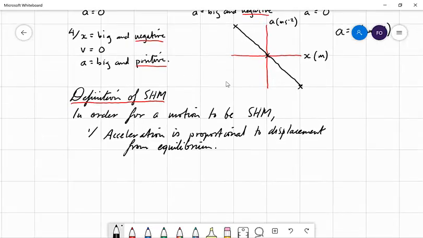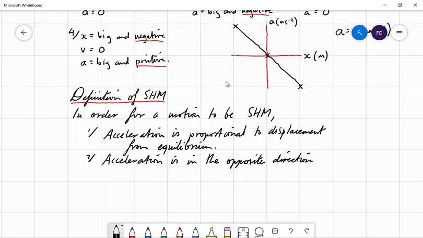The second condition is the acceleration is in the opposite direction to the displacement. Okay, if those two conditions are met by any object, then that object is undergoing simple harmonic motion. So that's our definition of simple harmonic motion.